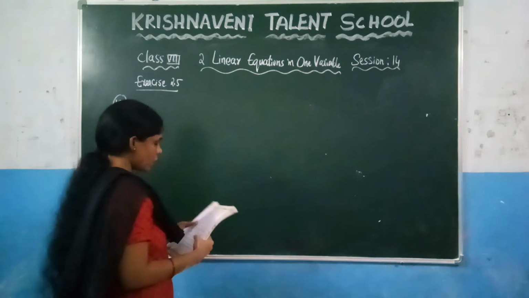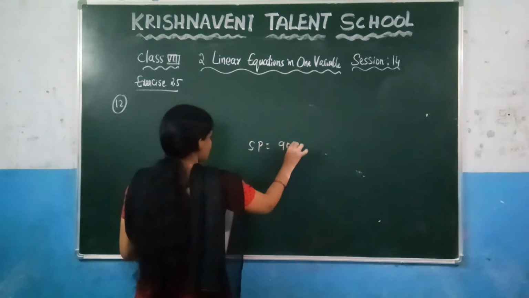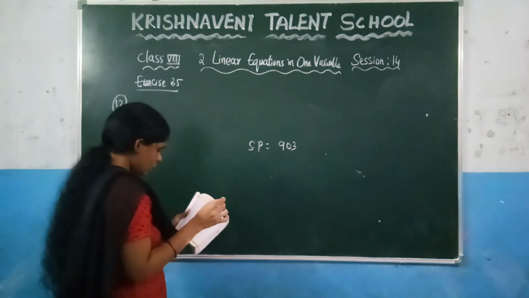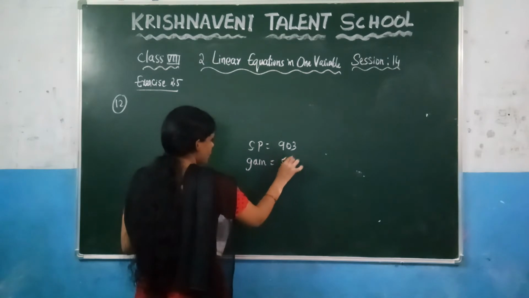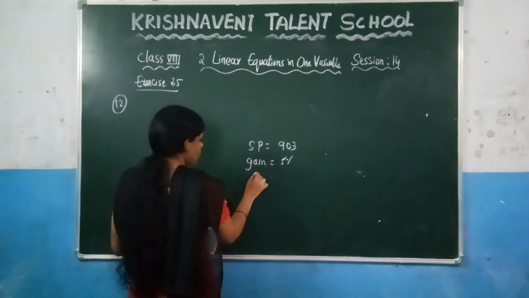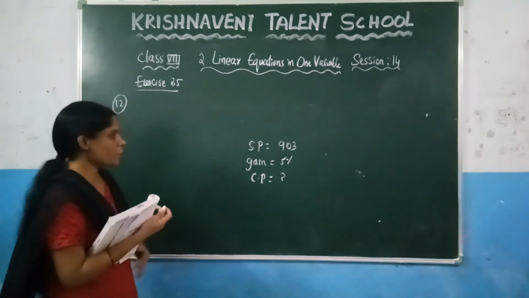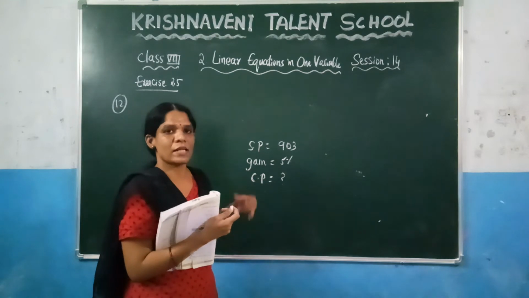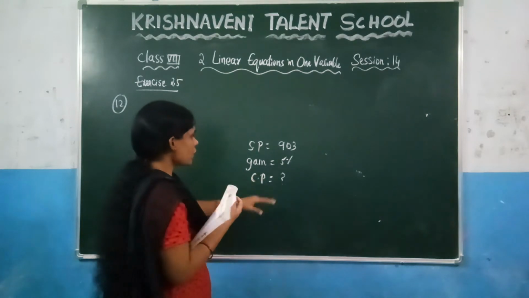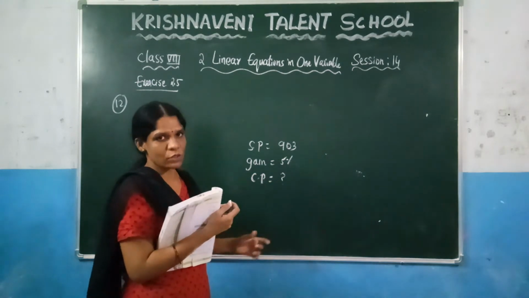And here what is given? The selling price of the radio is given as 903. And the gain, how much is the gain? It is 5%. And you need to calculate the cost price. You don't know the cost price, but by selling that radio he got a 5% gain. Based on that you need to calculate the cost price.